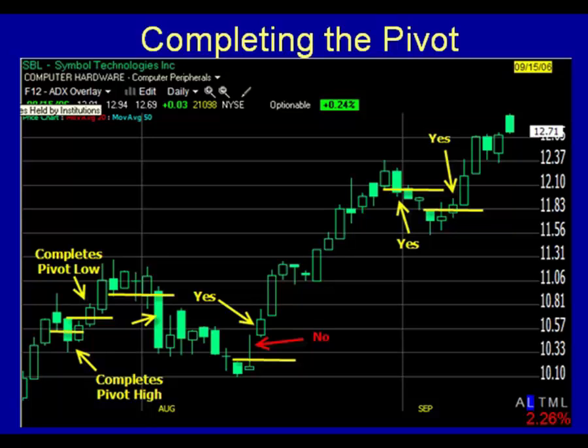All right, so here's an example of what we call completing the pivot. Okay, so here on the left-hand side, we had a series of higher highs, higher lows. All right, then a pullback. So we have an uptrend, so we're looking to buy on the pullback in an uptrend. Here, this particular bar, here's a higher high that's higher than the prior high. And then here's this thick bar where it says completes pivot high. We have a lower high, and this particular bar closes below that middle bar.